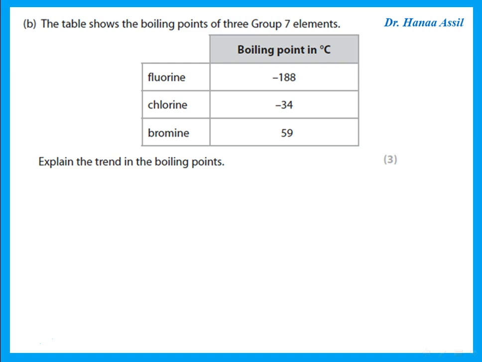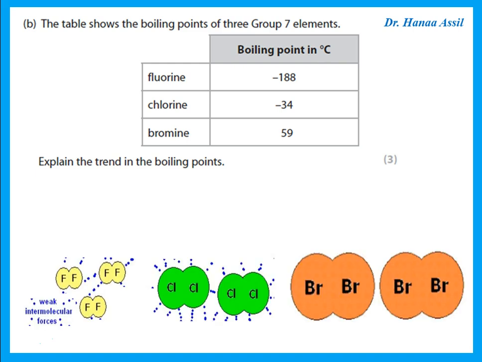The table shows the boiling points of 3 group 7 elements. Explain the trend. That means you need to tell me what the trend is and why. What do we mean by trend? It means going from fluorine, chlorine, bromine, what is happening to the boiling point? Is it increasing or decreasing? So you should realize that as we go from fluorine, chlorine, bromine, the boiling point is increasing.